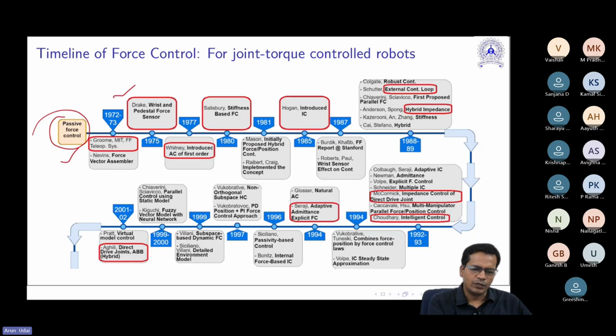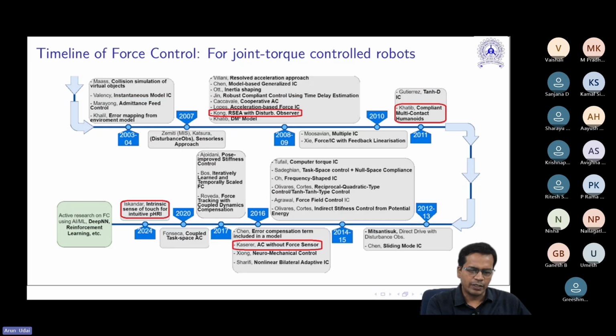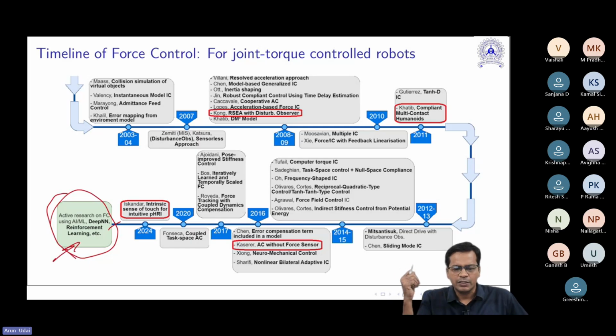Then you had a force torque sensor over here. Later on, an impedance controller was inserted, an external force control loop was placed, hybrid impedance control was done, adaptive control came up, and direct drive joints came up with ABB, right? This series went on, and finally now we are using AI and ML based techniques, deep neural network and reinforcement learning based techniques, to take care of the forces intelligently, right?